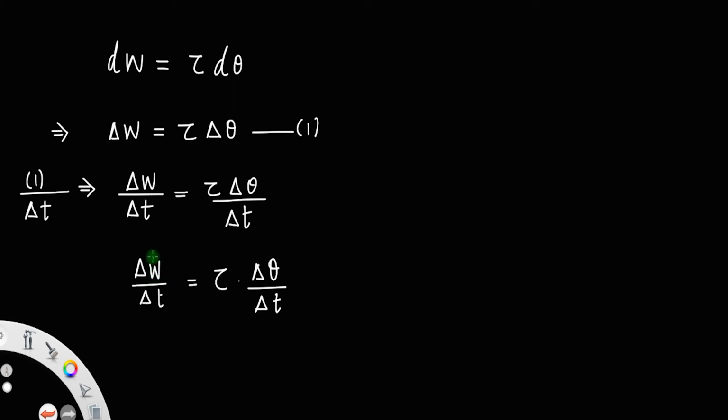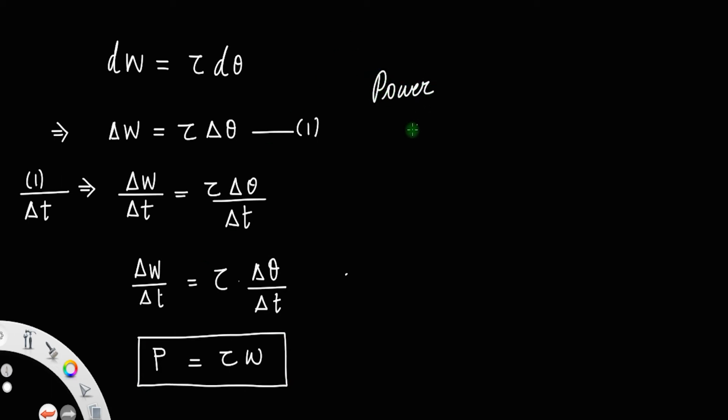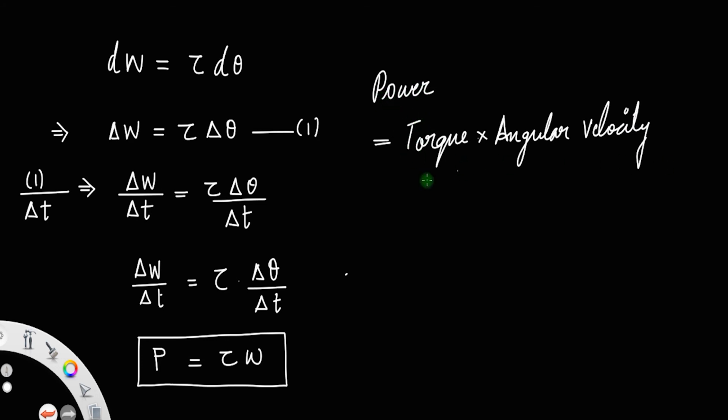Clear? Now, the rate of change of work, or the work done per unit time, is the power. It is equal to torque into change in angular displacement by time, which is the angular velocity. So, power is equal to torque into angular velocity. So this is the relationship between power, torque and angular velocity.